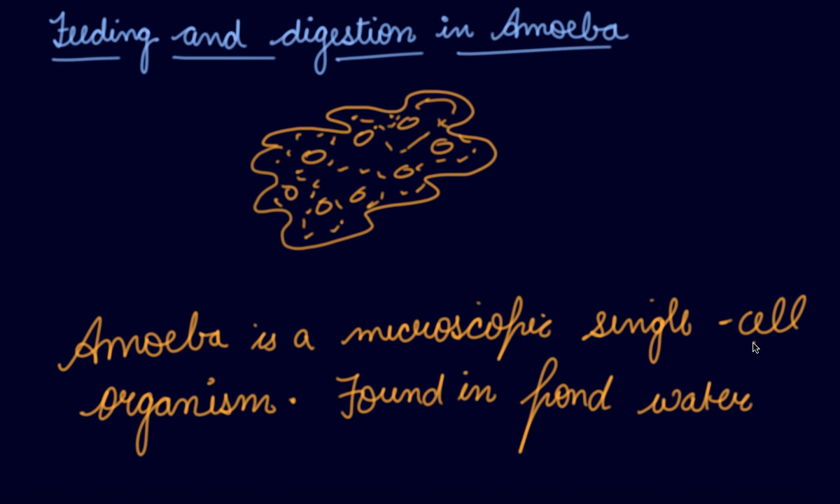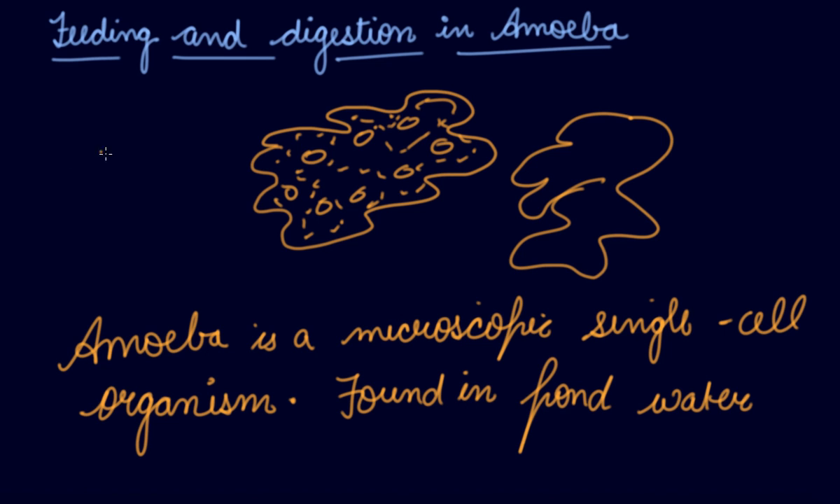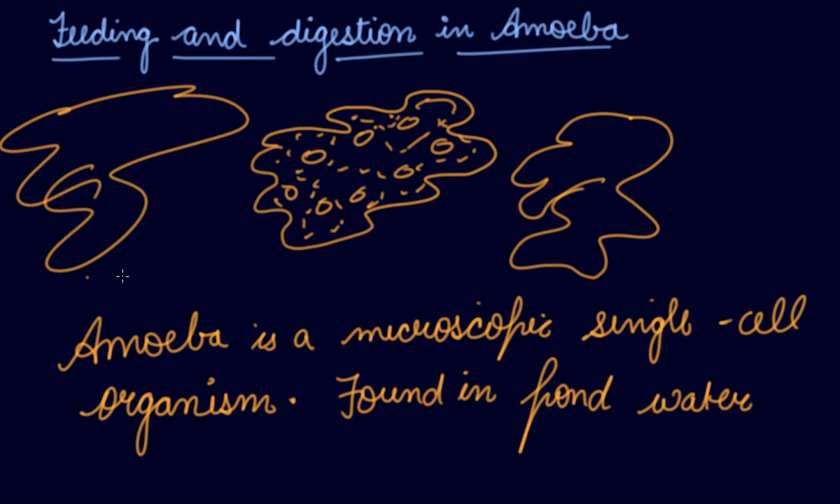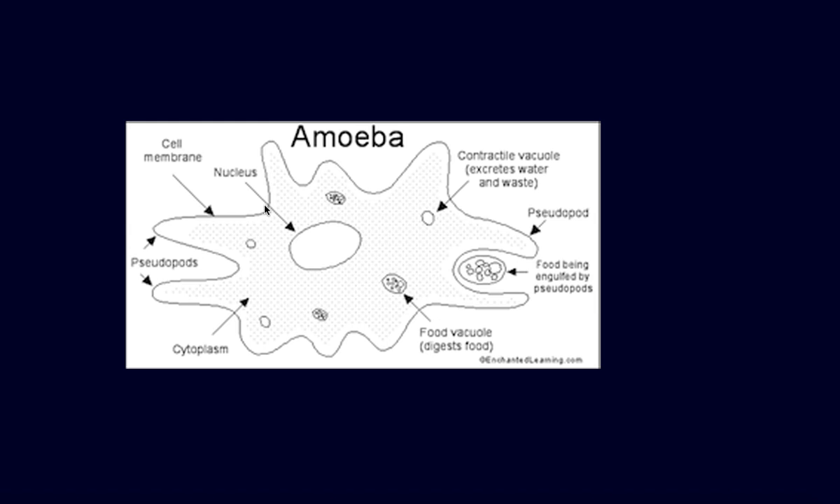Now amoeba continuously changes its shape. If it is like this, after some time you will see it is like this. Then after some time you will see it's like this. So amoeba keeps on changing its shape. Now this is how the amoeba looks like, right? They have this round structure known as the nucleus.